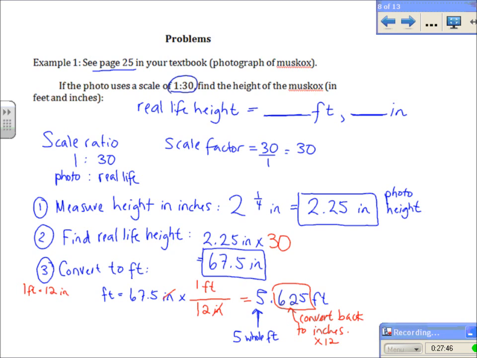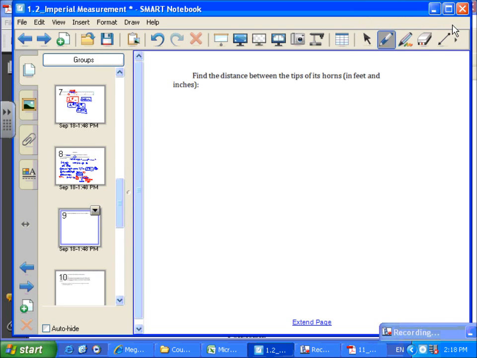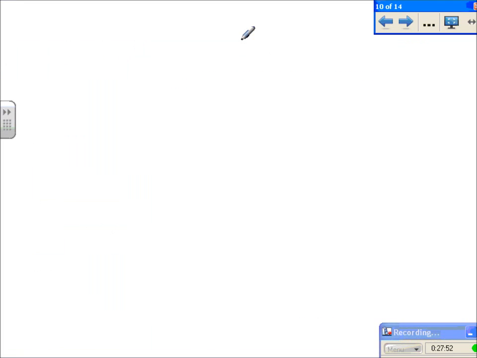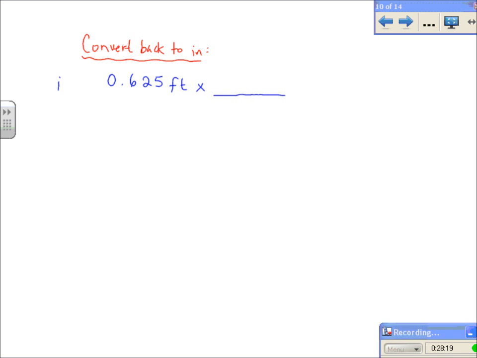I'm just going to add a new page here. One second. At the bottom of your page there, if you've got a little bit more room, we can convert back to inches. So you just take that little remainder, which was 0.625 feet, and I'm going to multiply it by my conversion factor. I want to end up in inches. So what I want is inches. It's equal to what I have times what I know. This time I'm going to use that same conversion factor, except I want to put the 1 foot on the bottom and the 12 inches on the top.